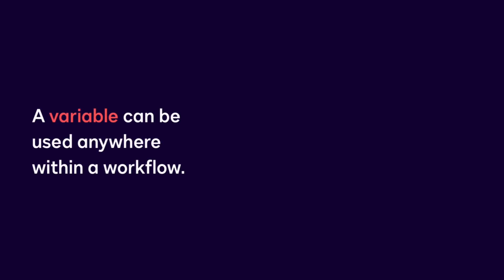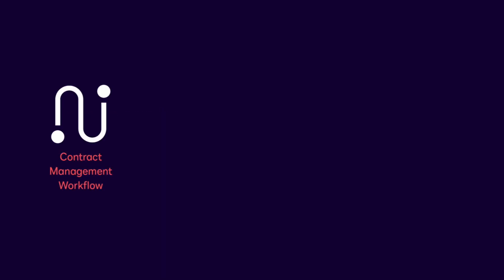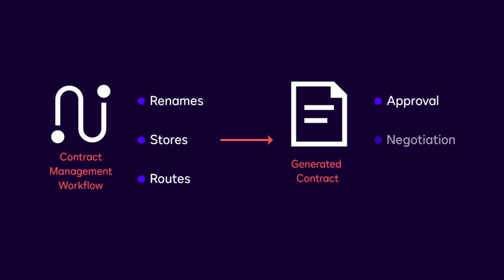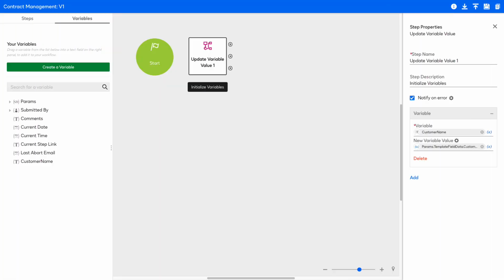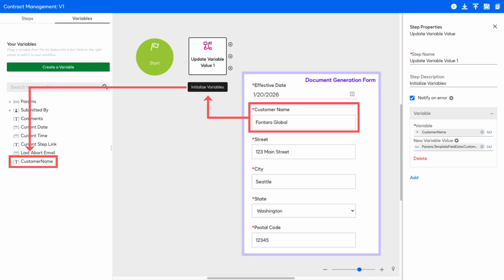A variable can be used anywhere within a workflow. We'll set up a contract management workflow that automatically renames, stores, and routes a generated contract through approval, negotiation, and e-signature. In this example, a customer name variable was created and assigned the customer name document generation form field value.